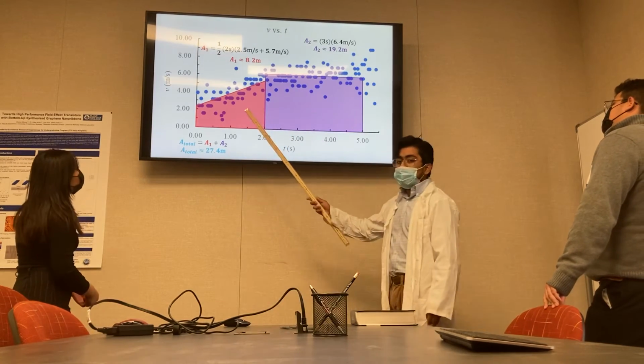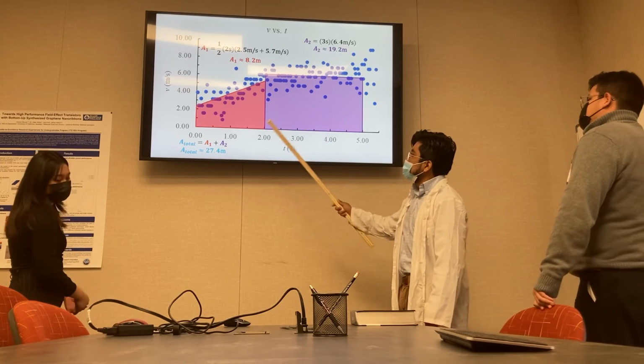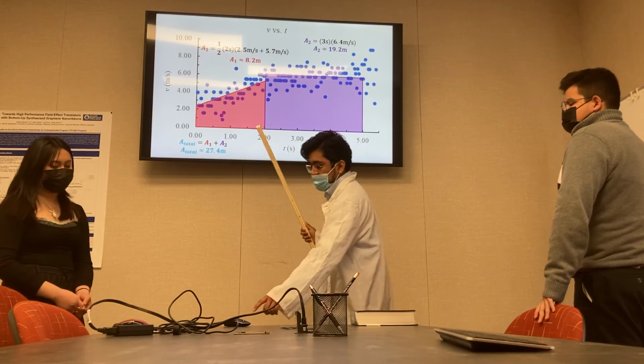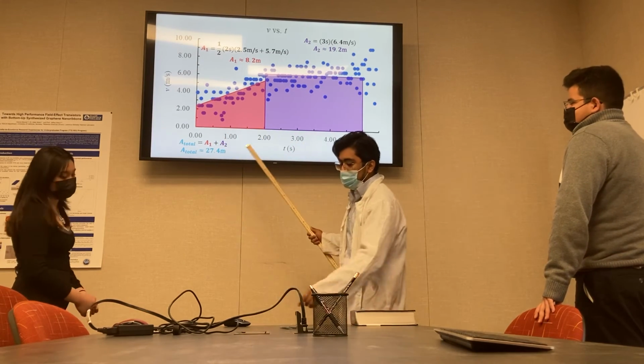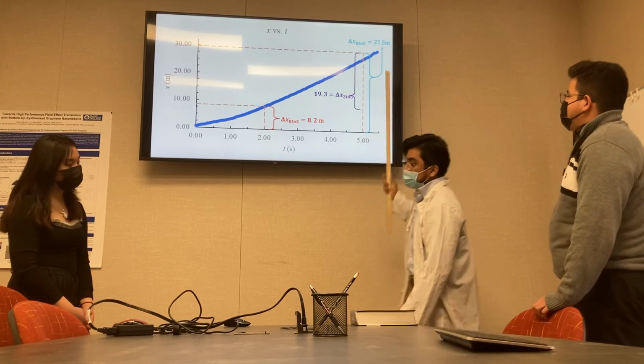Now, combining both areas under the curve, we end up with 27.4 meters. This is, of course, in the velocity versus time graph. And this value should match what we end up getting for the position versus time, which is 27.5.